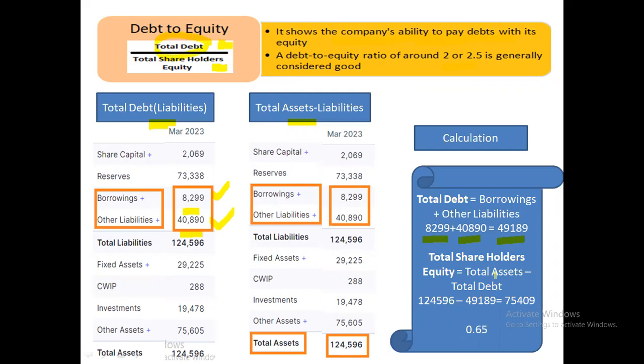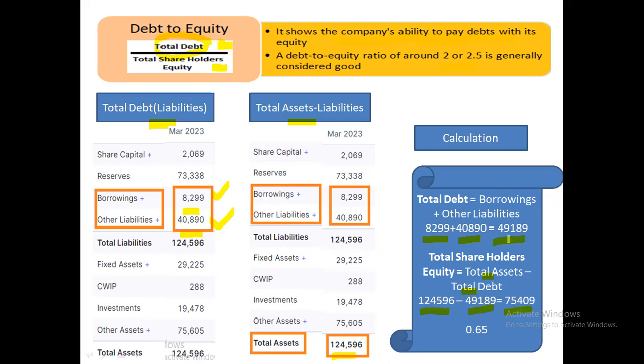Divided by the total shareholders equity. The formula for total shareholders equity is total assets minus total debt. For example, if you have 100 crore of assets, something has to be payable, like trade receivables, trade payables, whatever. That's why we are deducting those liabilities. We have total debt of 49,189 and total assets of 1,24,596. Subtracting gives 75,409. So now I have 75,409.